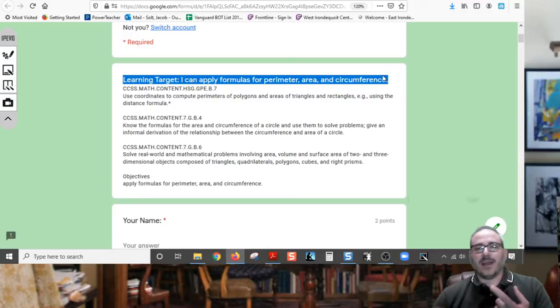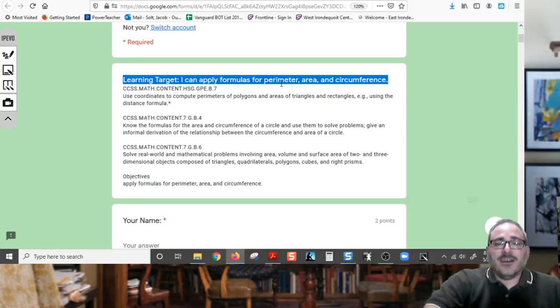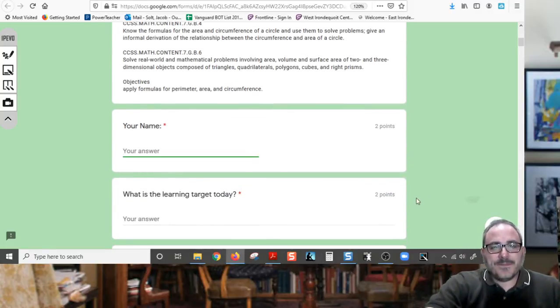So I want you to be able to apply formulas for the perimeter of squares, rectangles, triangles, and circles, along with area and circumference. Actually, perimeter is used for polygons and circumference is used for circles. I misspoke there.